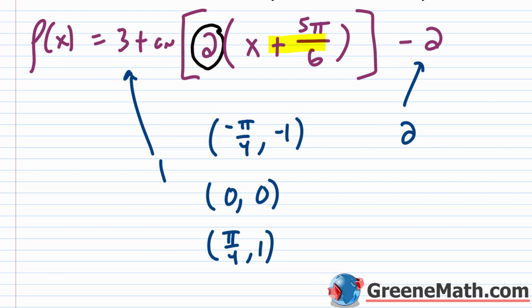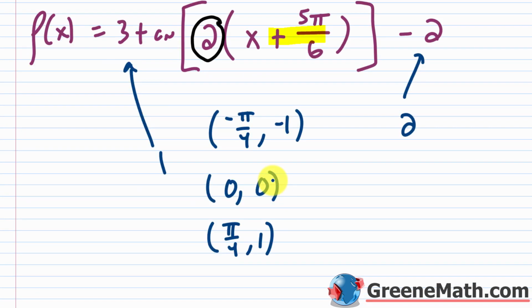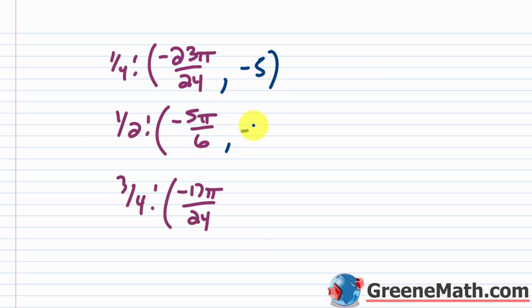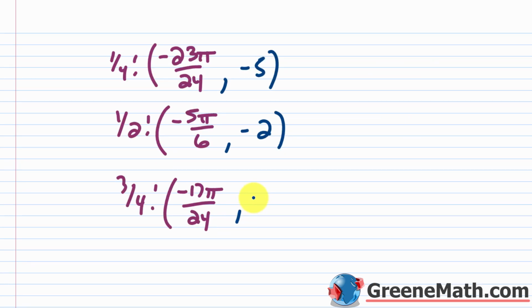Let me come down here. We don't need a border anymore. This one would be negative 5 for the y value. Then for this one, you have 0 times 3, that's 0. Then minus 2, that's negative 2. So this would be negative 2 for the y value. And then lastly, you would have 1 times 3, that's 3. And then minus 2, that's going to be 1. So this would be 1 here.